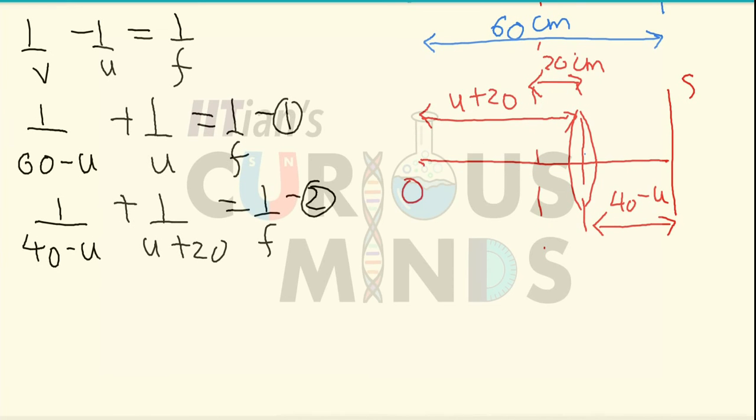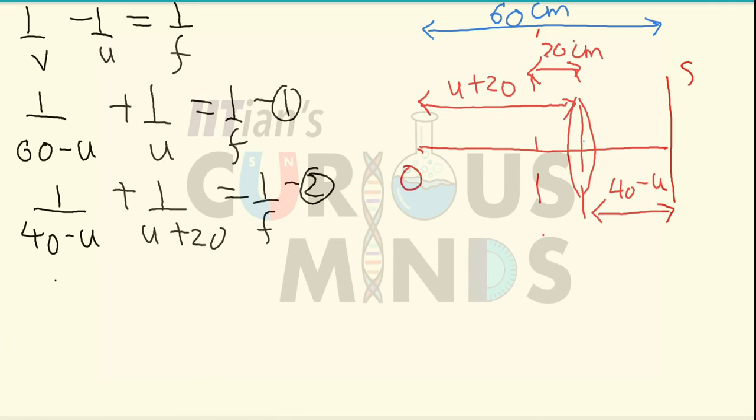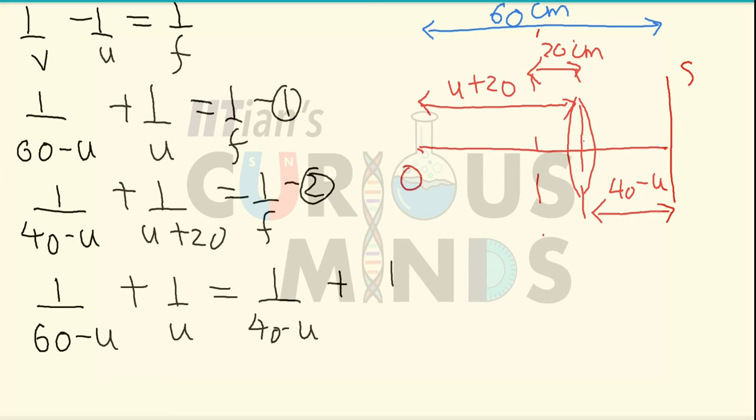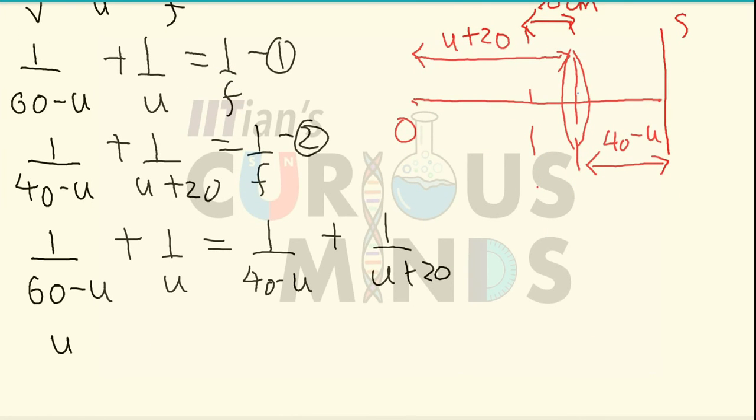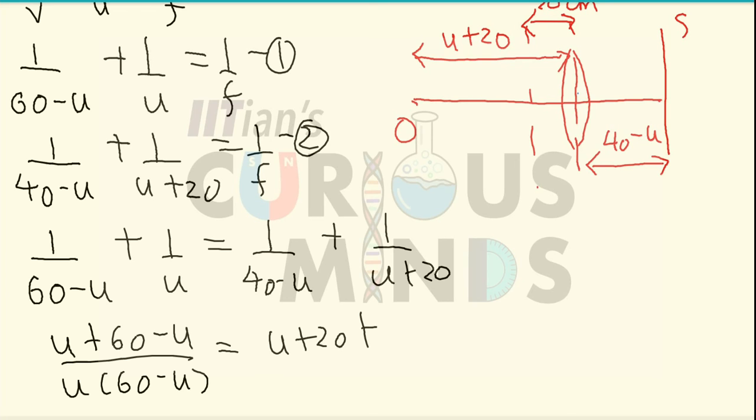Now when I equate this part, on the left hand side it will be equal to 1 divided by 60 minus u plus 1 by u. I will equate both of them, equal to 1 divided by 40 minus u plus 1 divided by u plus 20. So now when I cross multiply, it will be equal to u plus 60 minus u divided by u into 60 minus u, equal to u plus 20 plus 40 minus u divided by 40 minus u into u plus 20.